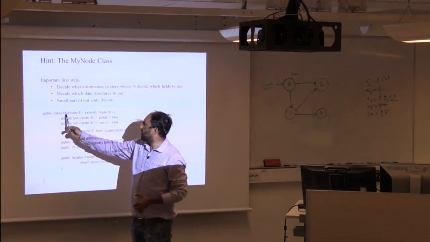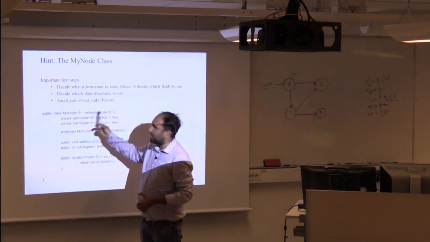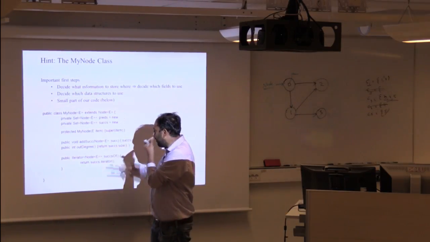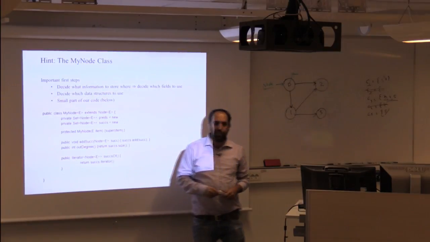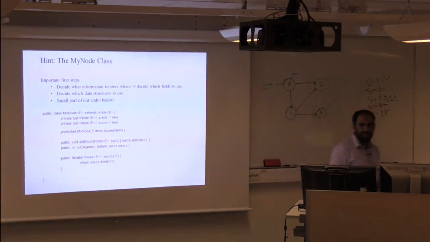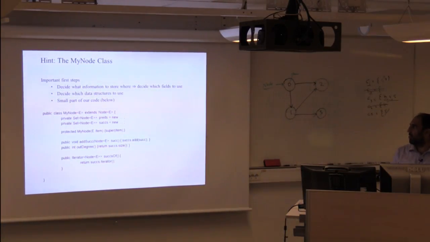So you should maybe say a class MyNode which extends the abstract class Node, and then you provide the implementation for all the different methods that have been defined in the abstract node class.